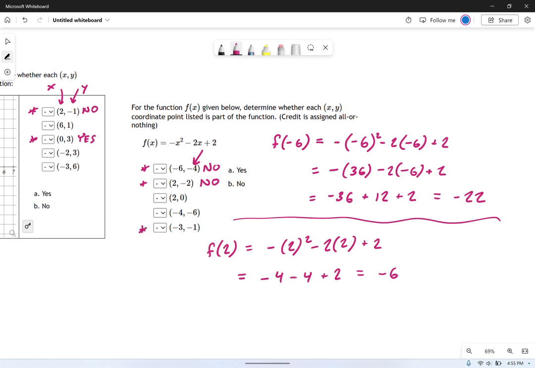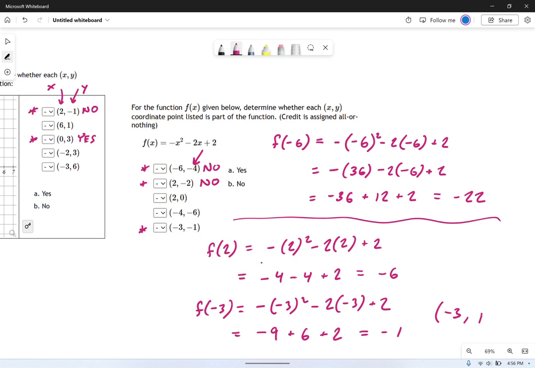Let's try this one, -3. F of -3. I mean, odds are one of these things is going to be on the function. So negative times -3 squared minus 2 times -3 plus 2. And then I work this out and I'm going to get -9. I'm starting to move a little fast with the algebra because I'm getting impatient. I want to find something. And in this case, it looks like I've got -1. Now remember, that's the y value. So this means x of -3, y of -1. And in this case, it's a match. So I got a yes. This is part of the function.